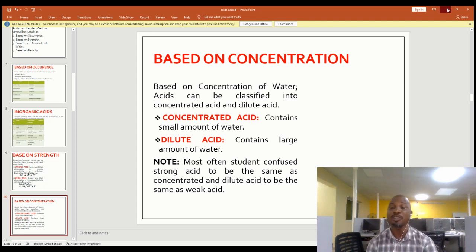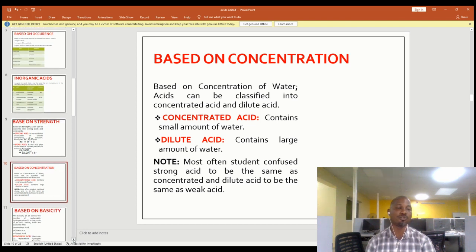Let me draw your attention quickly. If you have a cup of tea and 3 cubes or 5 cubes of sugar, the tea will taste very sweet. That is a concentrated tea. If you pick the same amount of tea and transfer it into a bucket full of water, you find out that the taste will no longer be there because it has been diluted with a large amount of water. And that is it with acid. When acid contains a small amount of water, it is concentrated. When acid contains a large amount of water, it is dilute. I'm sure after this lesson, my students will be able to differentiate between a strong acid and a concentrated acid, and a weak acid and a dilute acid.